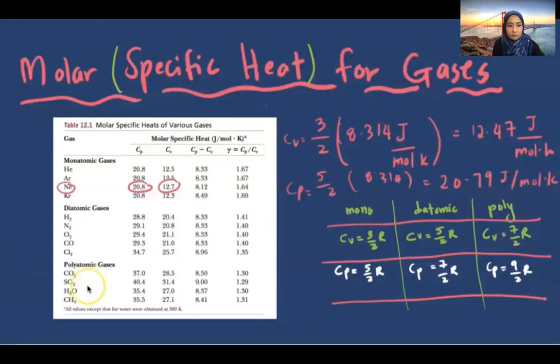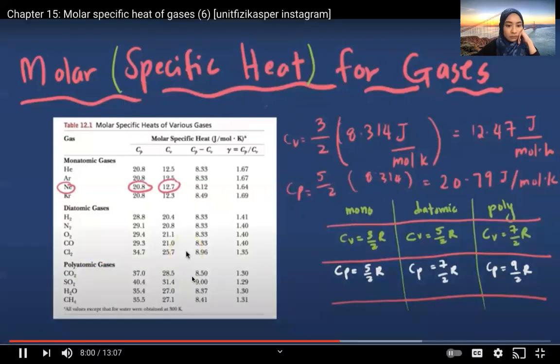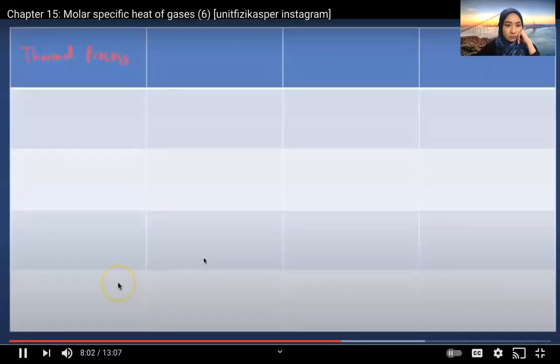If you were to approximate for a polyatomic gas, you would see that the difference between the approximation and the actual value will become more apparent. So with the increase in the number of atoms, the approximation becomes less accurate. So when do we use CP? When do we use CV?